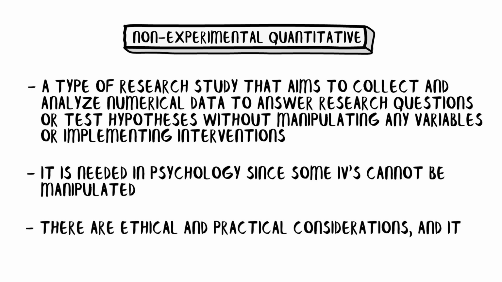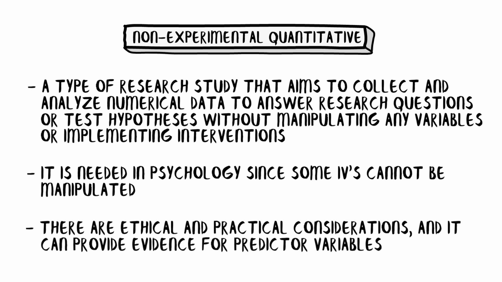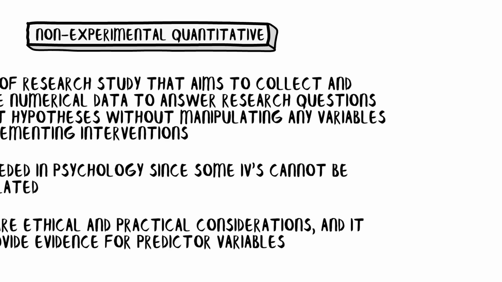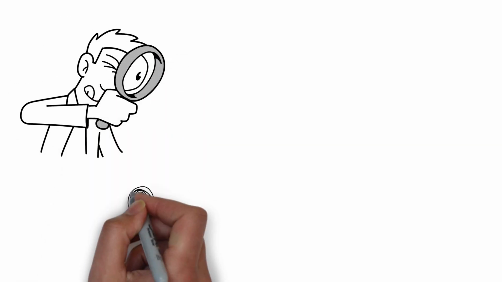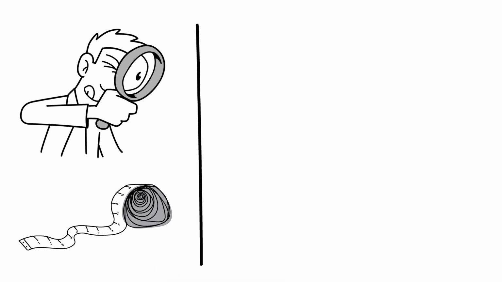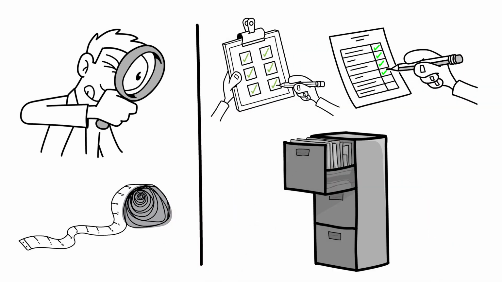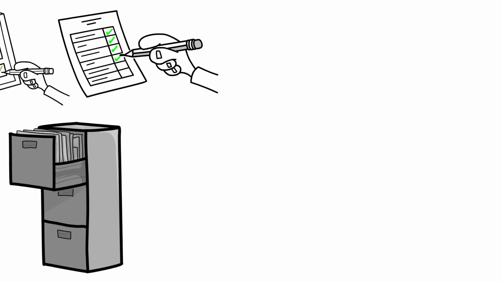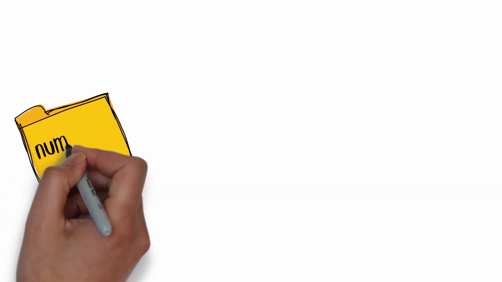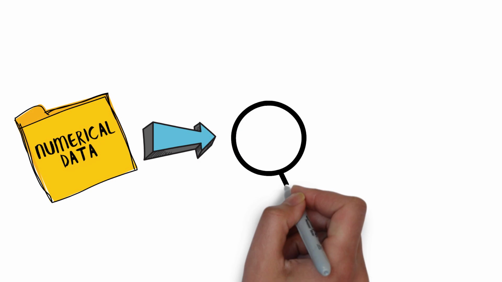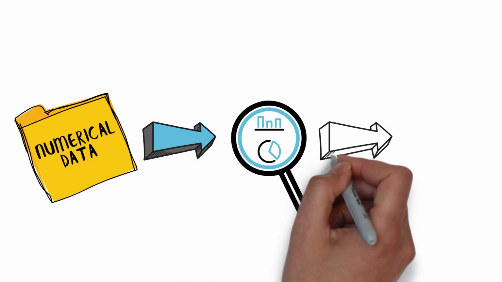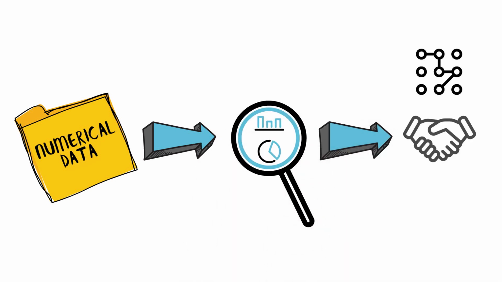There are ethical and practical considerations, and it can provide evidence for predictor variables. In non-experimental quantitative research, researchers observe and measure variables as they naturally occur or collect data through surveys, questionnaires, existing databases, or other means. The primary focus is on gathering numerical data that can be subjected to statistical analysis to identify patterns, relationships, or associations.